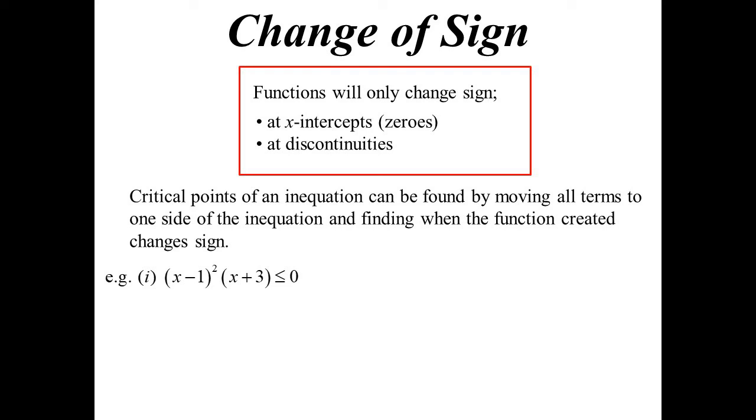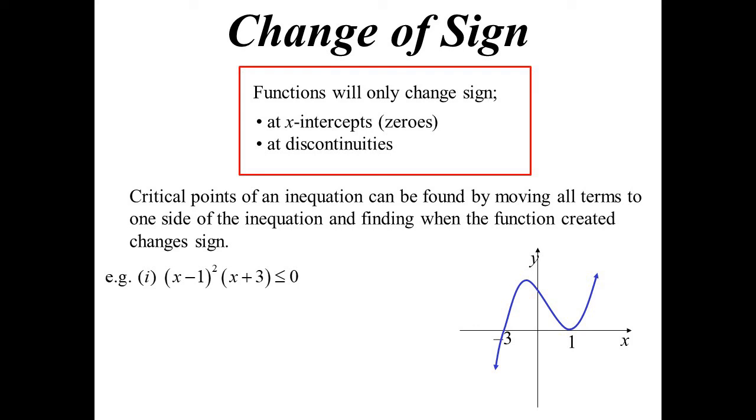I can draw myself up a quick sketch. It doesn't have to be accurate. All I really need to be accurate is the x-intercepts and where it is positive, where it is negative. So I can draw something like that. I don't really care where the vertex is and things like that. I know it's got that sort of shape.